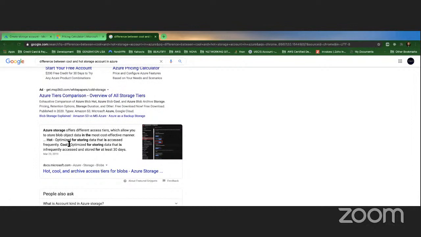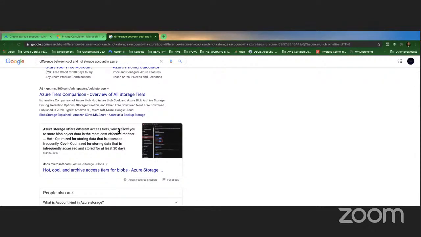And of course, cool is for data that is infrequently accessed, and hot is for data that is frequently accessed, right? Now, Azure Storage offers different access tiers, which allow you to store blob object data in the most cost-effective manner. Hot, optimized for storing data that is accessed frequently. Cool, optimized for storing data that is infrequently accessed and stored for at least 30 days.